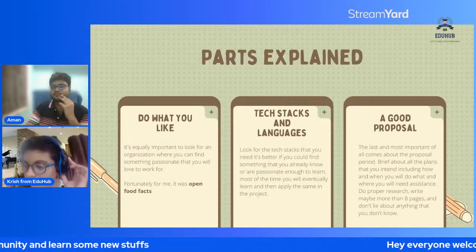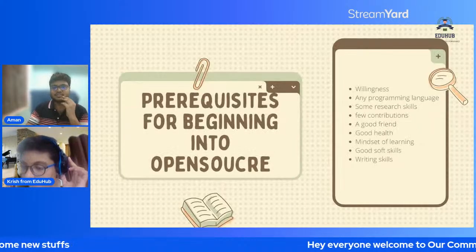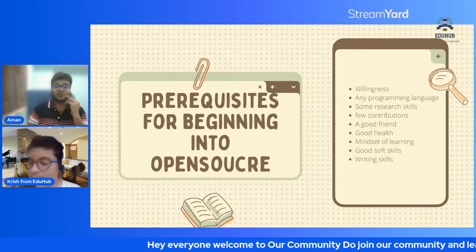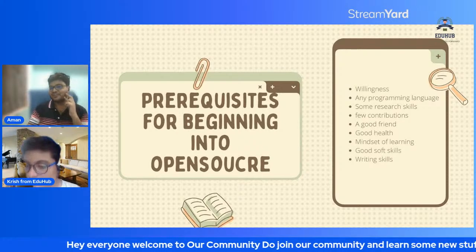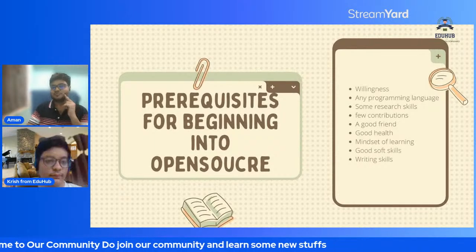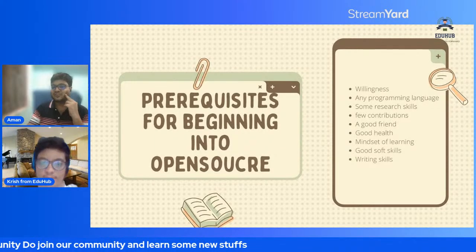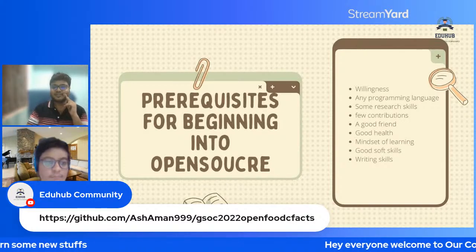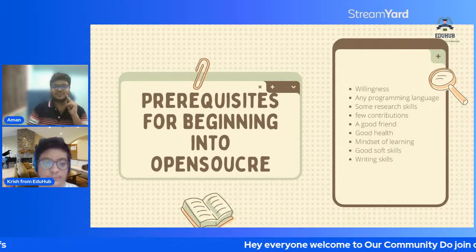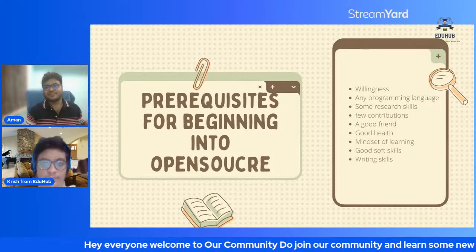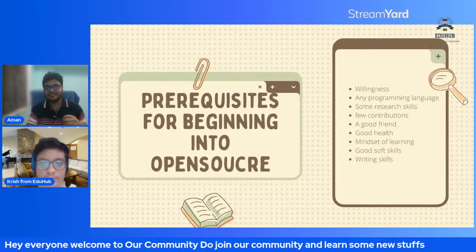I'm moving ahead with the next slide in the presentation. So, what are the prerequisites for beginning into open source? This is one of my favorite things; I was giggling and smiling when I was preparing this particular slide. So, first is willingness. You have to be eager enough to at least start. You will face a lot of trouble and self agitation and everything. So, willingness is the first thing.